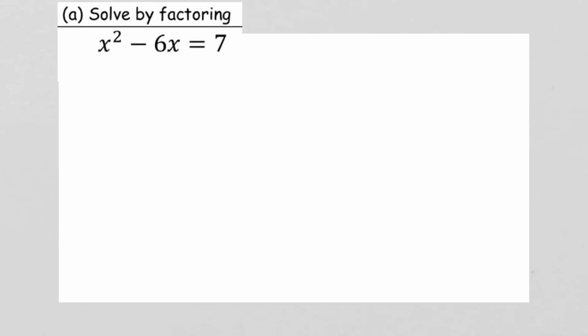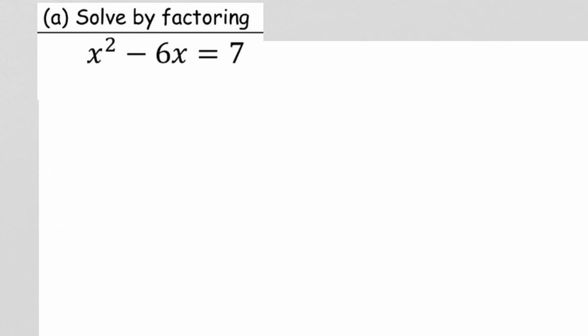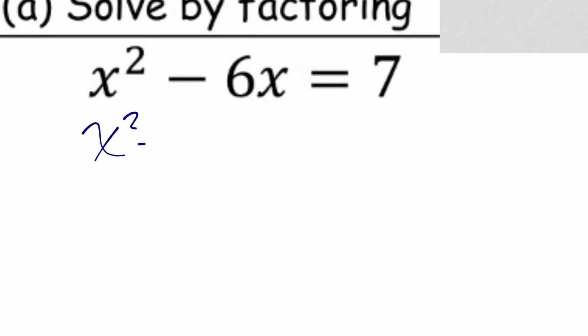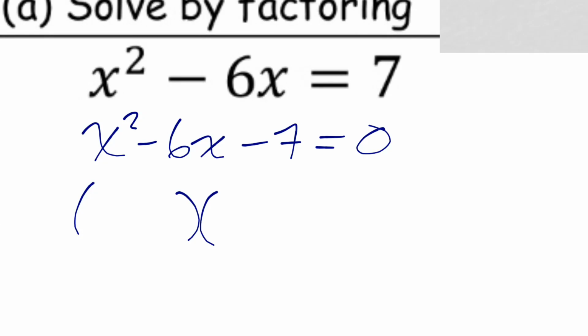First one here, we're going to solve this by factoring. So to do that, we need to move that 7 over to the other side. So let's rewrite this as x squared minus 6x minus 7 equals 0. And now we want to factor this. So we are factoring that left side. It's still all equal to 0.